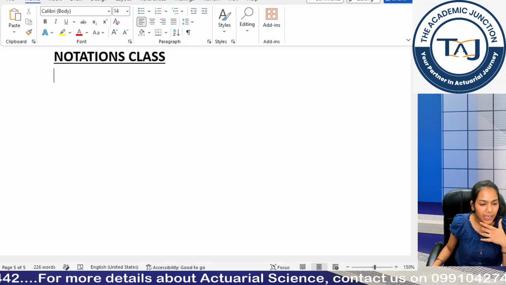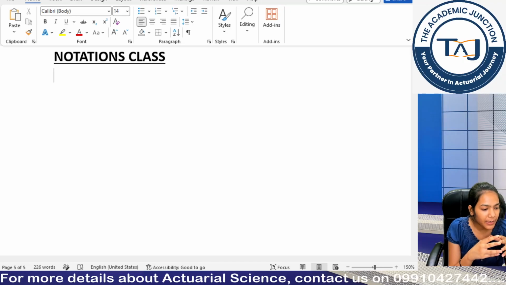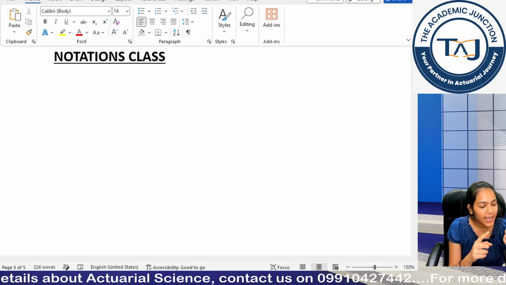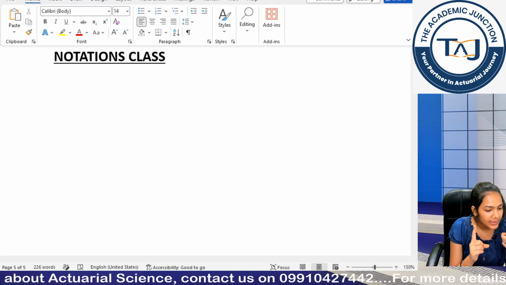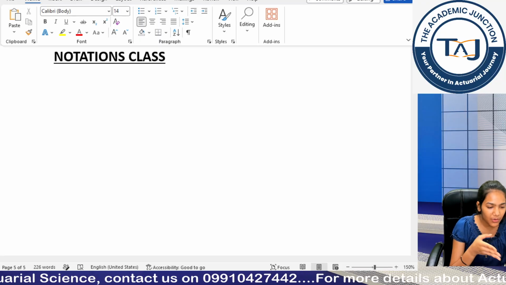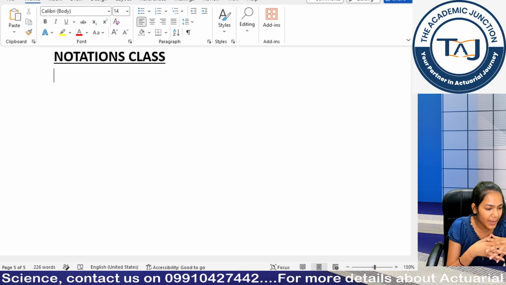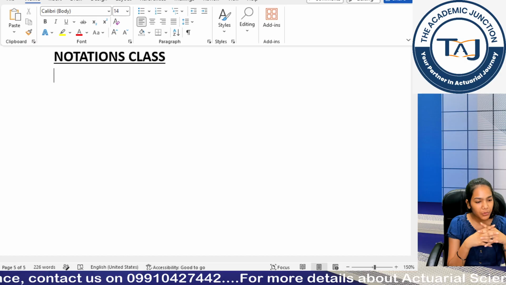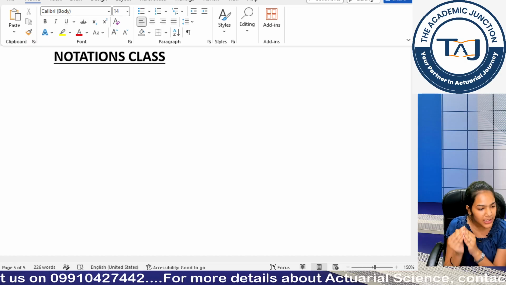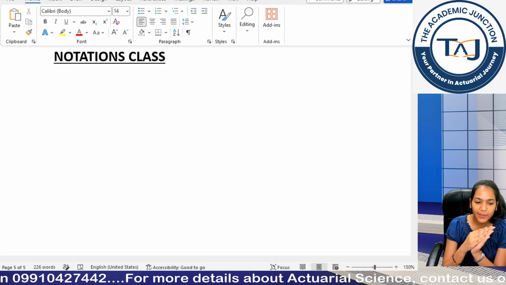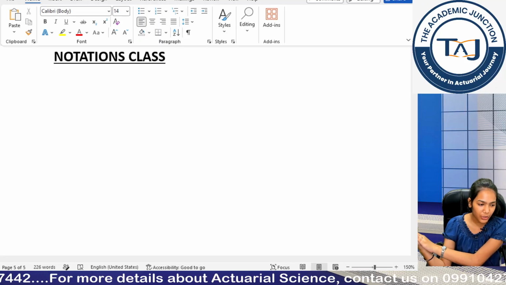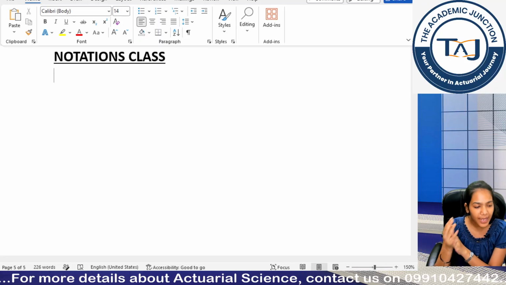So let's start. Firstly, our first chapter is life tables in the CT5 portion. We have the notation of TPX, TQX, or I say KPX, KQX, and we also have deferred probability. So we will be doing the notations of those first, then we will move forward to our next chapter, that is assurance. We will move on to the notations of assurance, and then further on to the notations of life annuities.